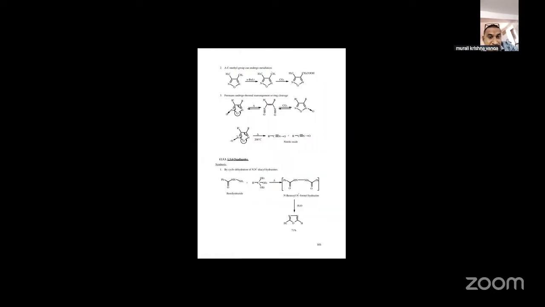So a C-methyl group can undergo metallation. If a methyl group is at the third position of 1,2,5-oxadiazole and reacts with a base like n-butyllithium, the n-butyllithium abstracts a proton from the methyl group attached at the third position. This negative charge reacts with carbon dioxide, and carboxylic acid formation takes place at the methyl group.